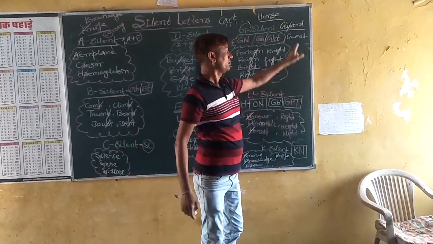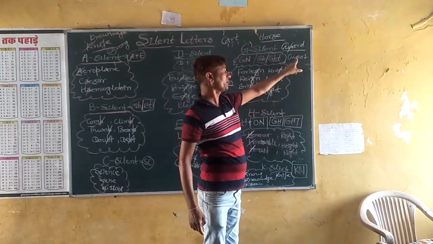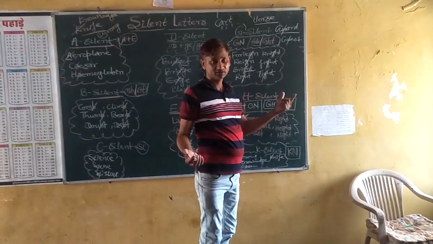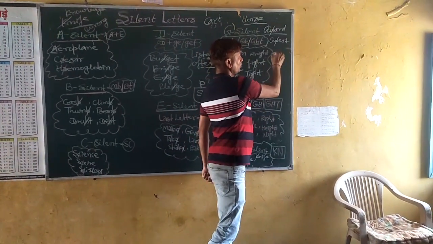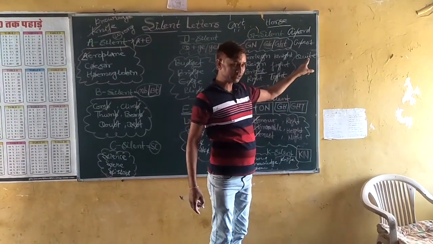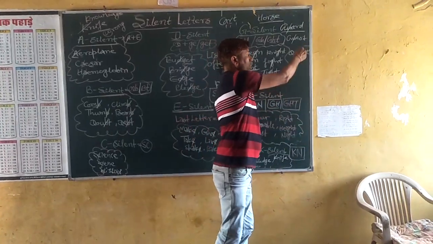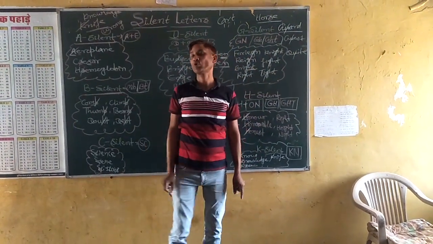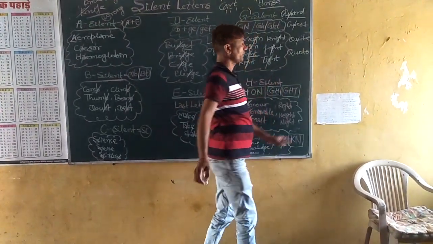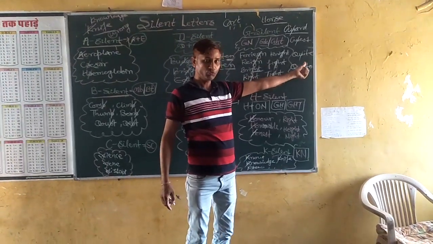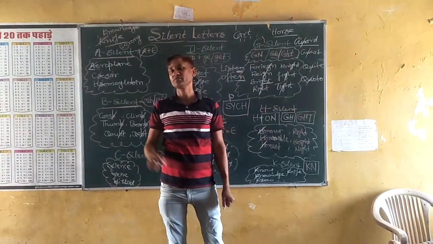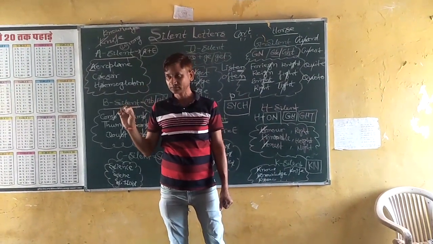GUEST. There is E just after U, U will be silent and the pronunciation will be guest. U is silent here. QUITE. There is U and I just after it. Okay? U will be silent and the pronunciation will be quite. QUOTE. There is vowel O just after U. So letter U will be silent and pronunciation will be quote. Okay?